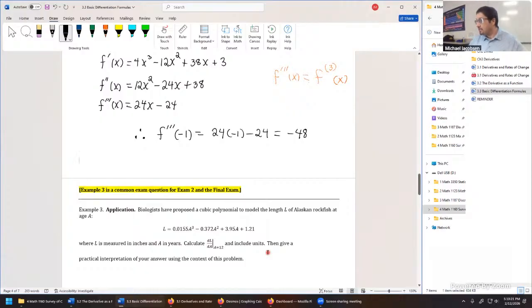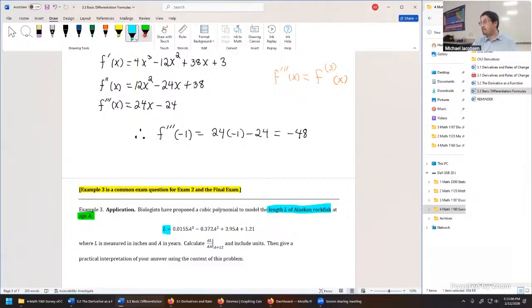Here's how it goes. Notice the notation is not our favorite. There's no y equals f of x here. We have L and A, but this is par for the course in any kind of applied setting. We have to pick the variables that match up with the context we're working in to make the model feel more meaningful. So we're being told biologists have proposed a cubic polynomial model. That's why we see degree 3 for the cubic, to model the length L of an Alaskan rockfish at age A. So this is telling us the roles of those variables.